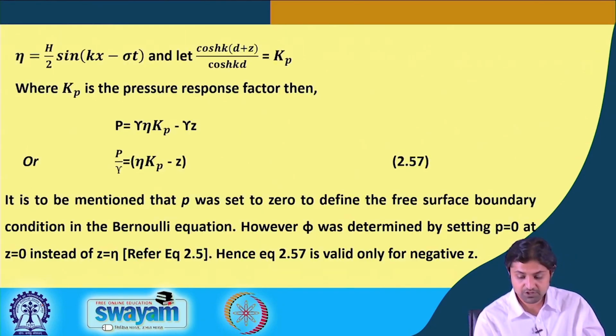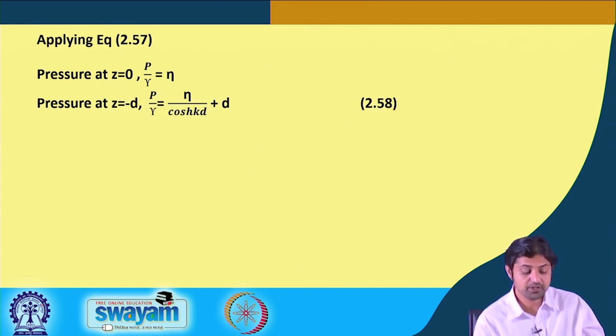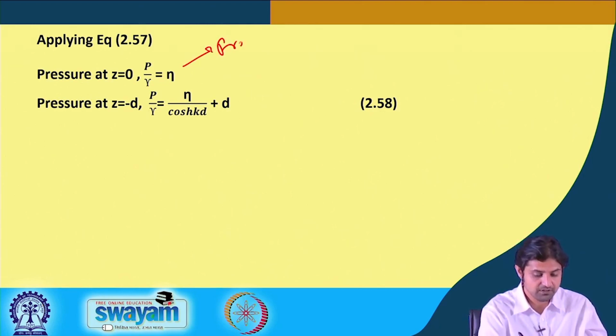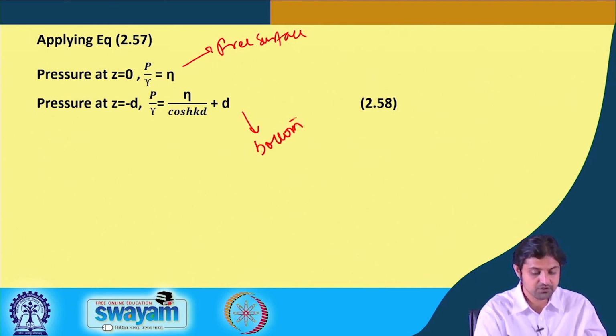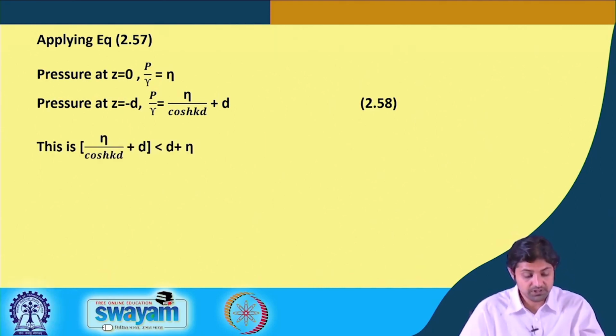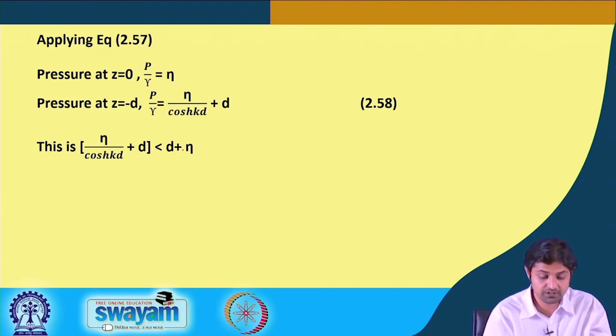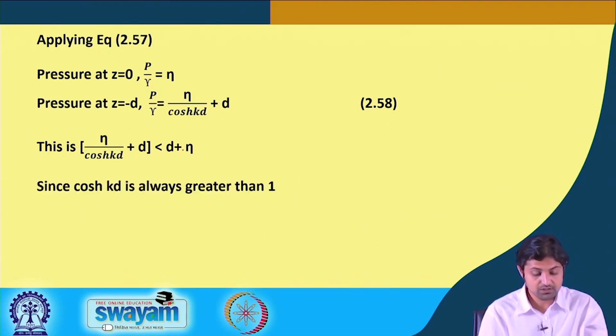Now, if you apply this equation 2.57, the pressure at z equal to 0, which is the free surface, is p by gamma equal to eta, and the pressure at z equal to minus d, which is the bottom, is eta by cosh kd, plus d. We know that it is definitely less than d plus eta, because cosh kd is always greater than 1.